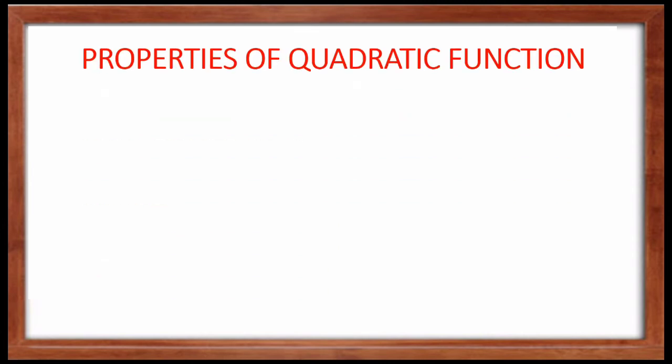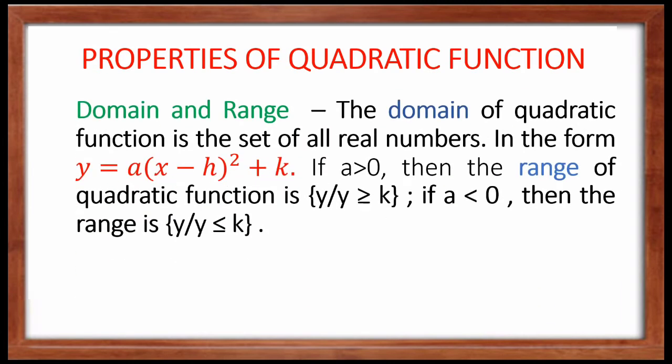And the last property of quadratic function, we have domain and range. The domain of quadratic function is the set of all real numbers in the form of y equals a times the quantity of x minus h squared plus k. If a is greater than 0, then the range of quadratic function is denoted by y is an element of y such that y is greater than or equal to k. If a is less than 0, then the range is denoted by y is an element of y such that y is less than or equal to k.